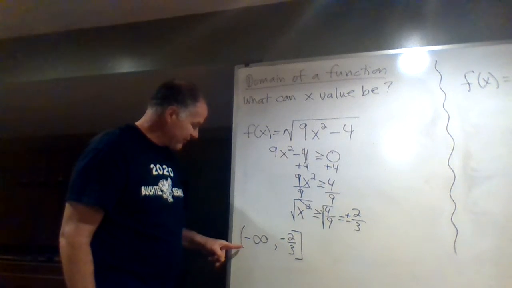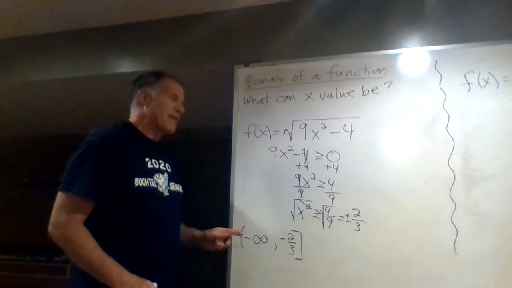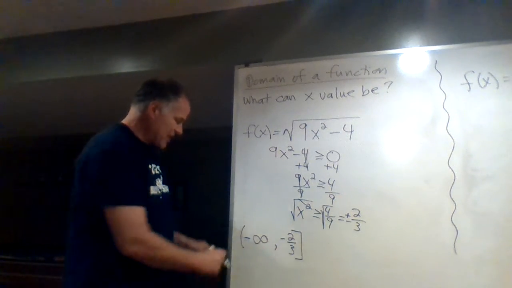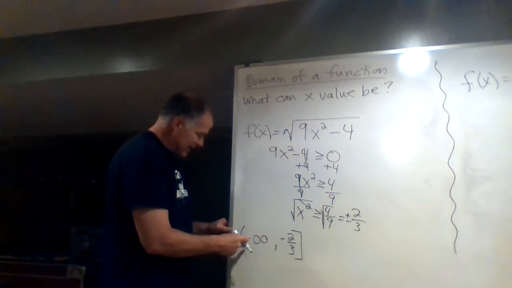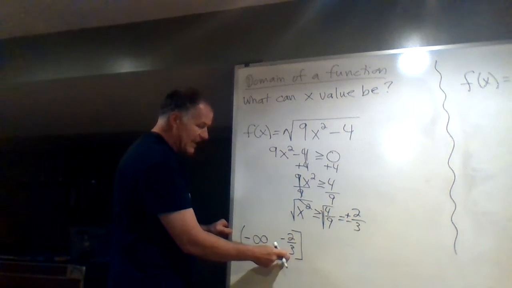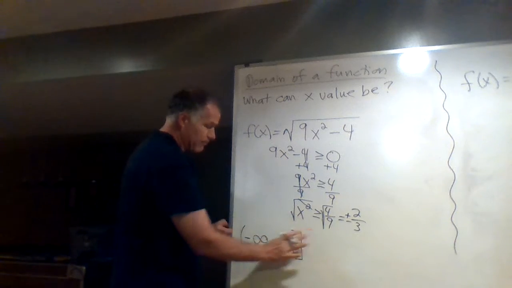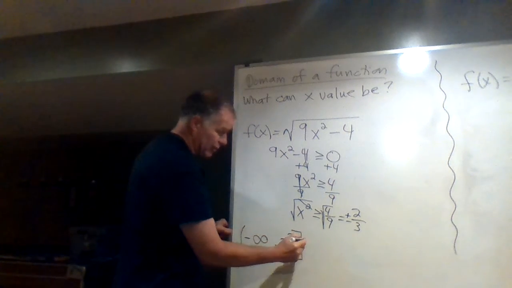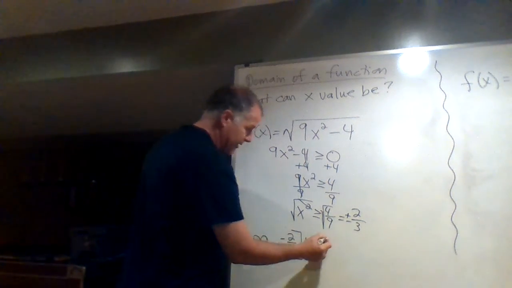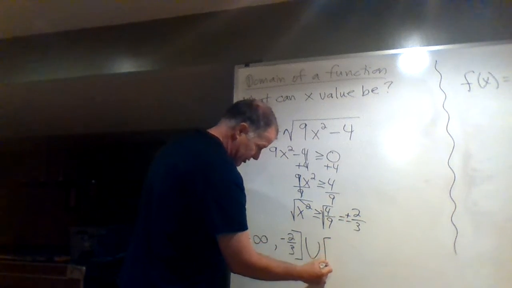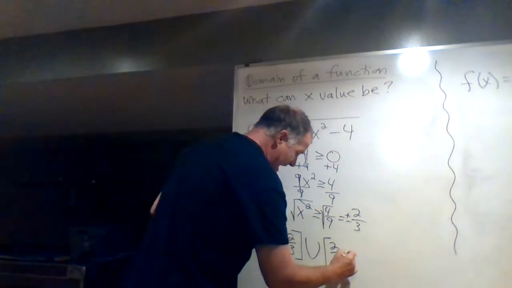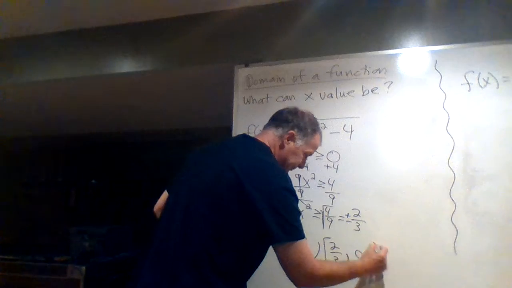Now remember, guys, we put a parenthesis when you're not allowed to be equal, because you're really not allowed to ever be equal to infinity, because infinity keeps going. So here we're saying any negative number, all the way out, because it's going to get squared. You're allowed to have any negative number all the way up to negative 2/3. Now we're going to say the union of, or together with, positive 2/3 on the other side of the domain. That one can go out to positive infinity.